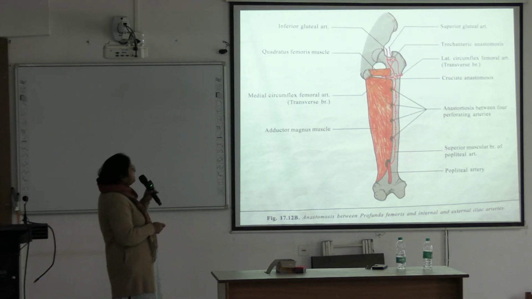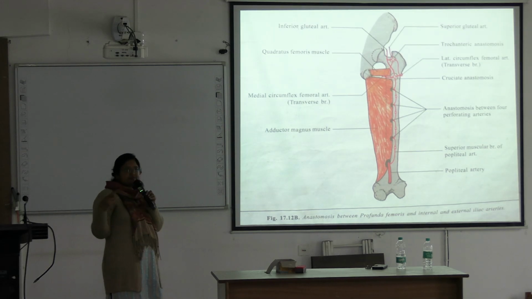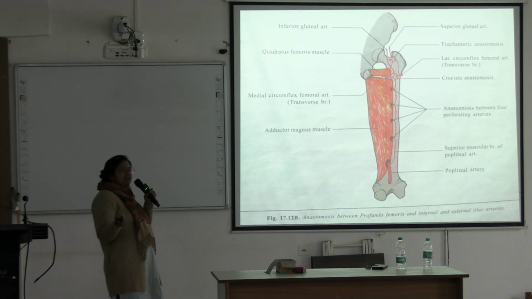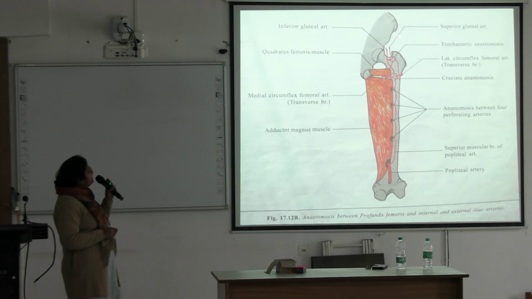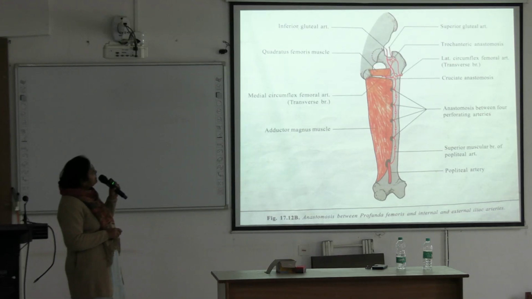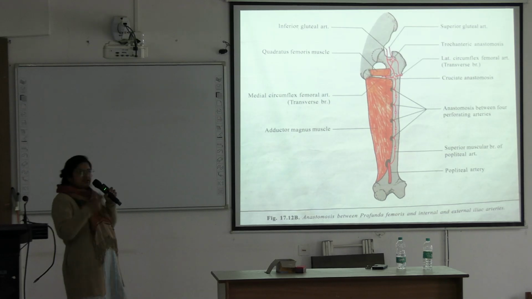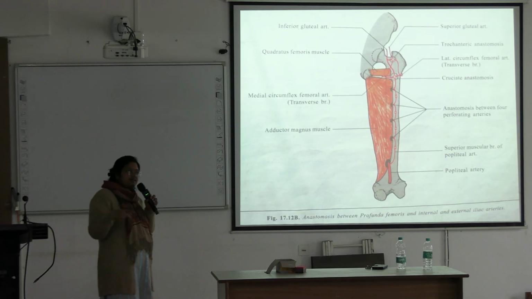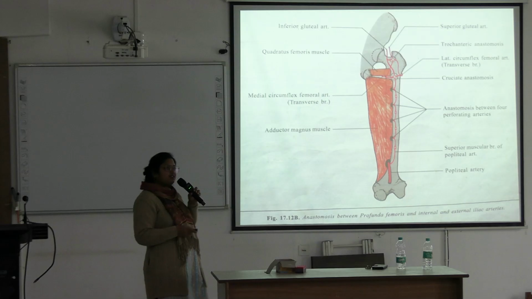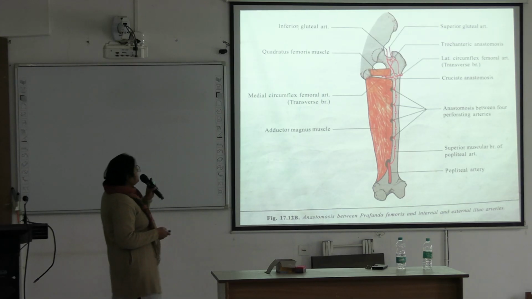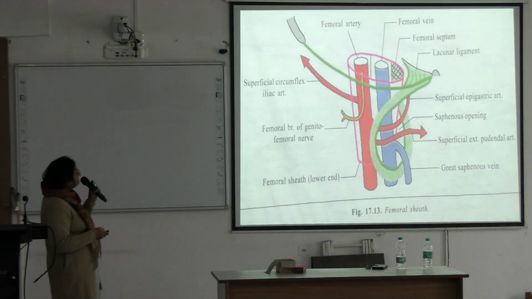Okay, and here is the cruciate anastomosis formed by the two transverse branches from the medial and lateral circumflex femoral, and a branch from the inferior gluteal and the first perforating artery. And here is the trochanteric anastomosis. Okay, it is getting a branch from the superior gluteal artery and the ascending branches of these two circumflex femoral arteries. Okay, so these are important.